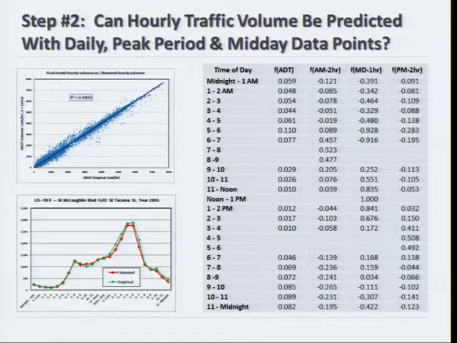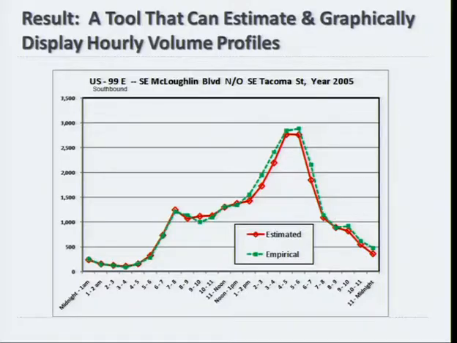The green is the empirical real world portal. The red is what our model predicted. And as you can see, the model predicts a remarkably close pattern to the real world. And this just isn't a pretty plot. We saw this over and over at site after site after site.